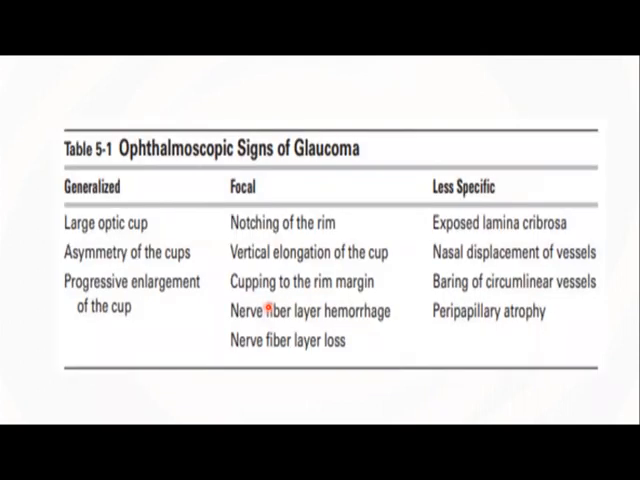Ophthalmoscopic signs of glaucoma include generalized signs like a larger optic cup, asymmetry of the cup between the two eyes, and progressive enlargement of the cup. Focal changes include notching of the rim, vertical elongation of the cup, cupping to the rim margin, nerve fiber layer hemorrhage, and nerve fiber layer loss. Less specific signs include exposure of the lamina cribrosa, nasal displacement of the vessels, bayoneting of circumlinear vessels, and peripapillary atrophy.